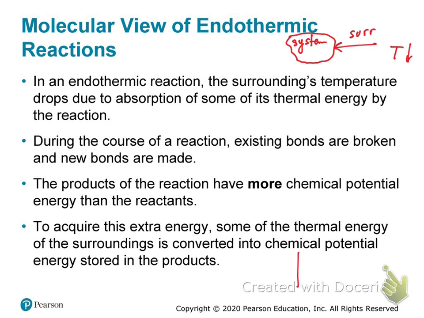So similar approach here on the bottom of the screen. I have reactants now going into products, and the products have higher potential energy than the reactants do. So to acquire this extra energy, some of the thermal energy of the surroundings is converted into chemical potential energy stored in the products.